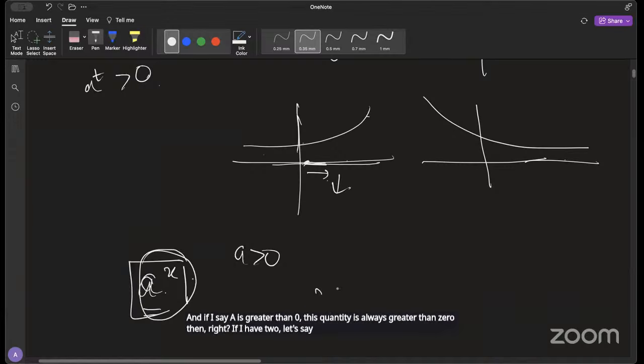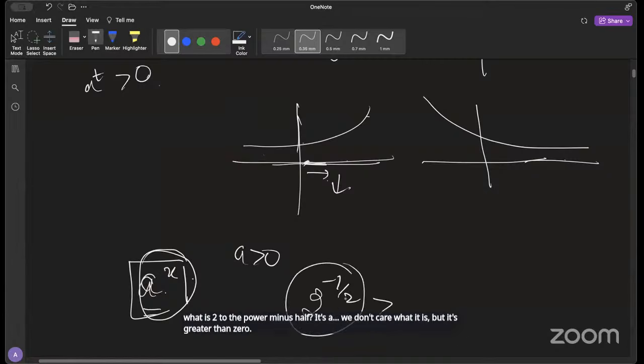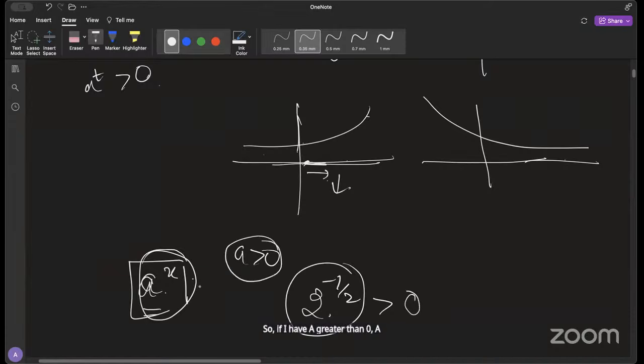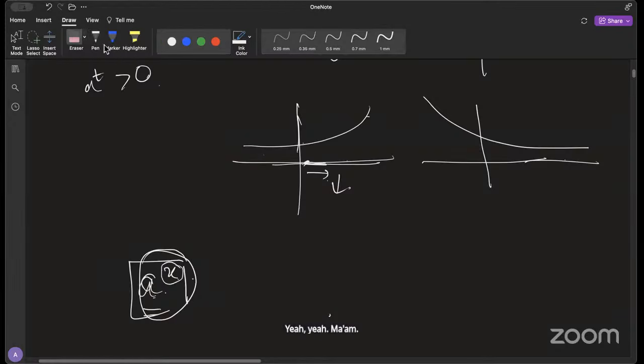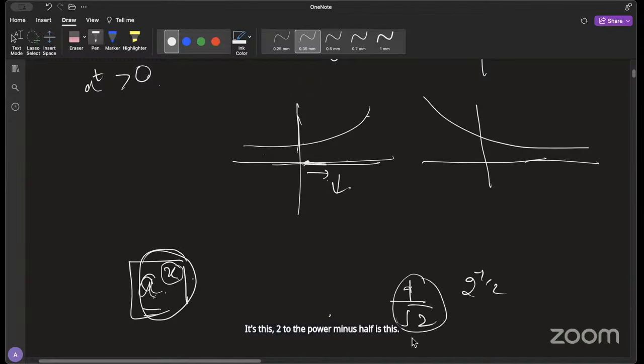If I have 2, let's say, and I put minus half here, then what is 2 to the power minus half? We don't care what it is, but it's greater than 0, right? If I have a greater than 0, a to the power x is greater than 0, no matter what x is. 2 to the power minus half is 1 by root 2, and this number is positive, right?